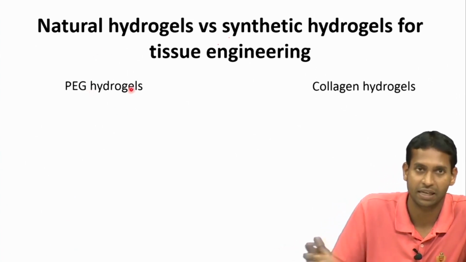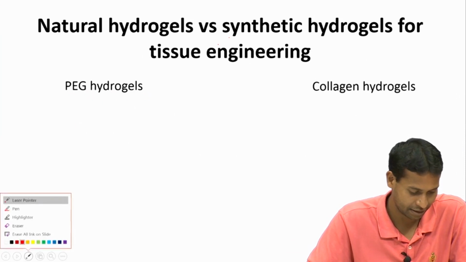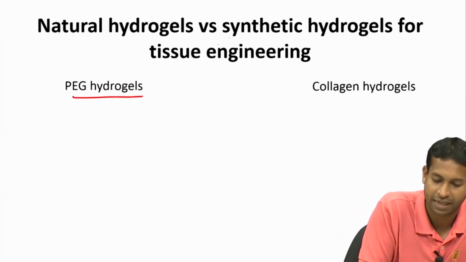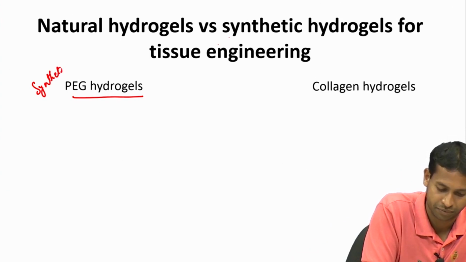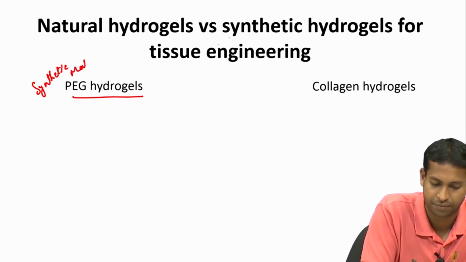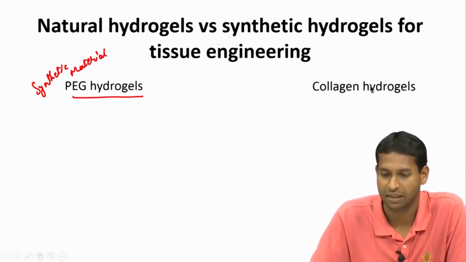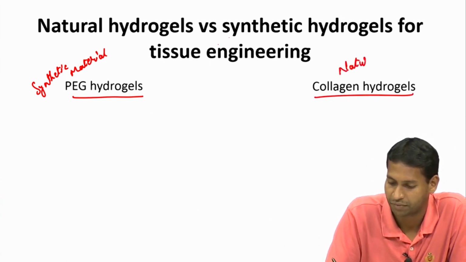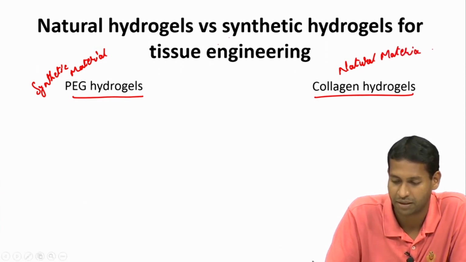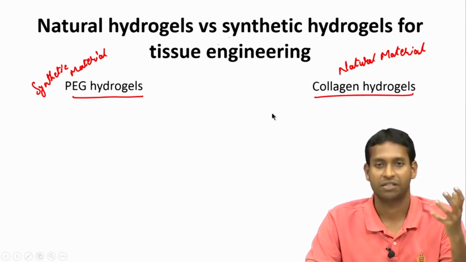So, one is a PEG hydrogel, where we are looking at a synthetic material, and another is the collagen hydrogel, which in this case is a natural material. Collagen is of course one of the most abundant proteins in our body. So how do these hydrogels differ?